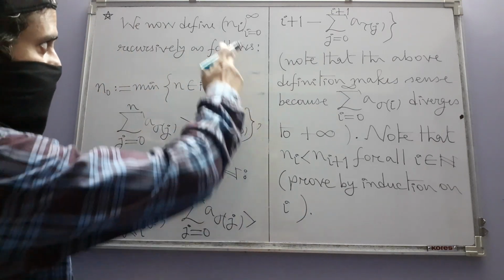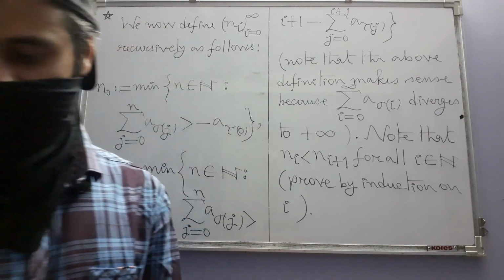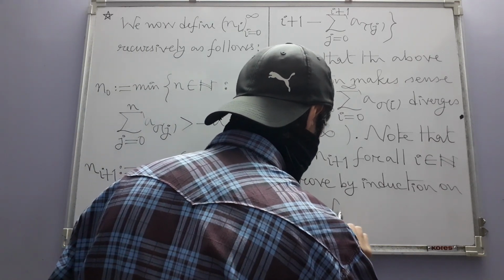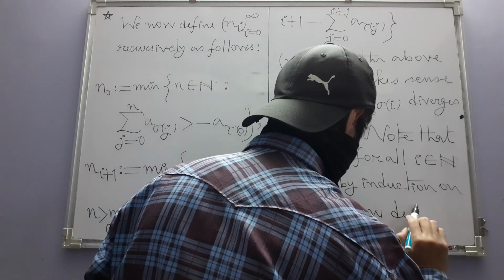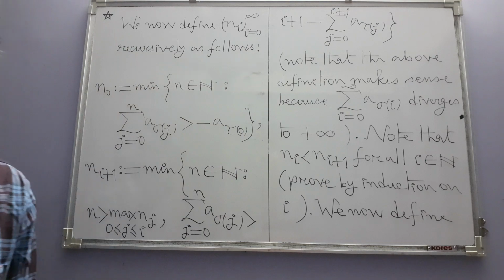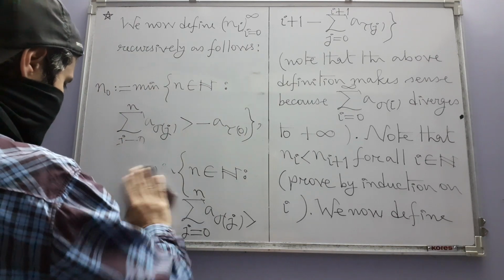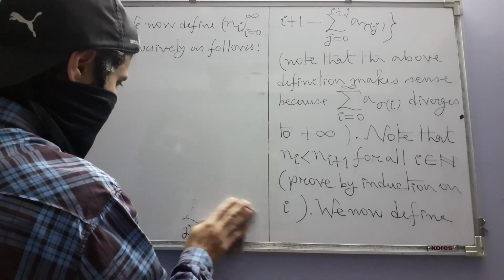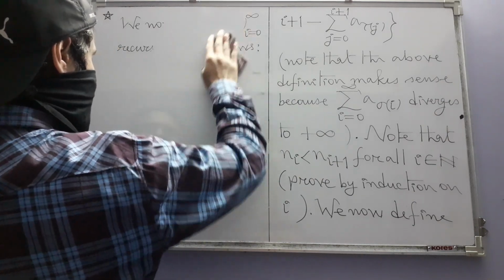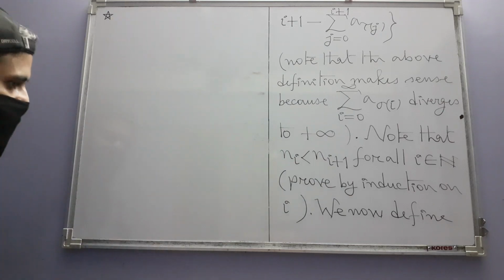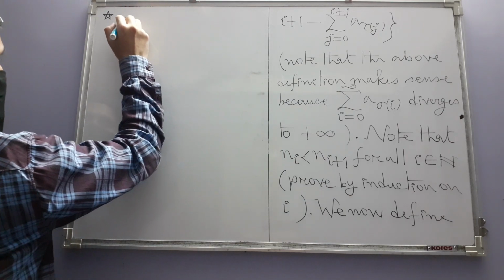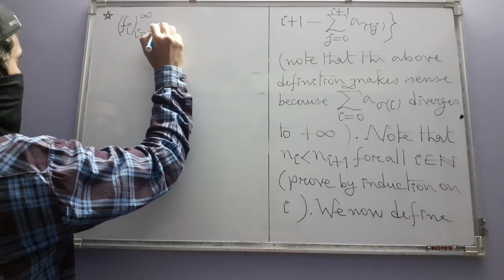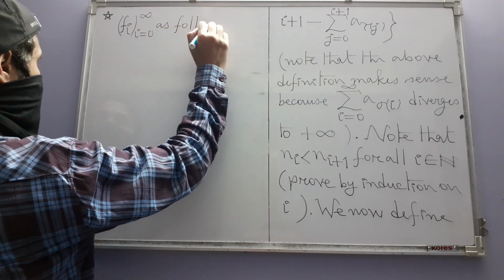Okay, so now, just like Ni, we are going to define something else. We are going to define another sequence. We now define a sequence Fi using this sequence Ni, of course. That also is going to be, well, not recursively, but the definition we will see. Let's see what it is. We now define Fi as follows.